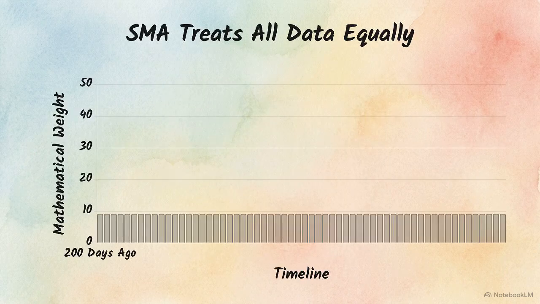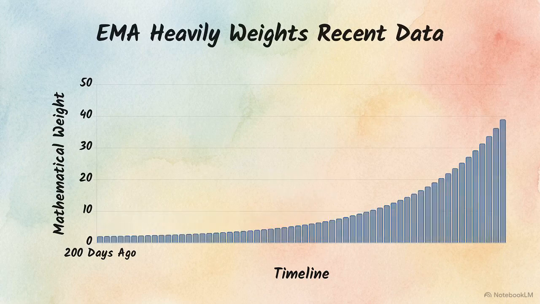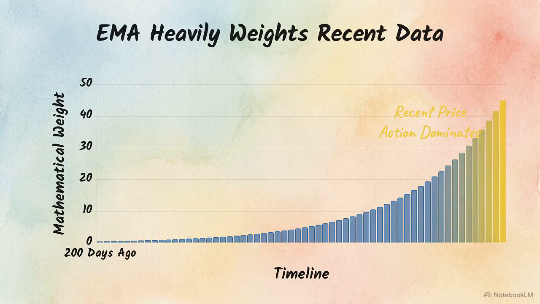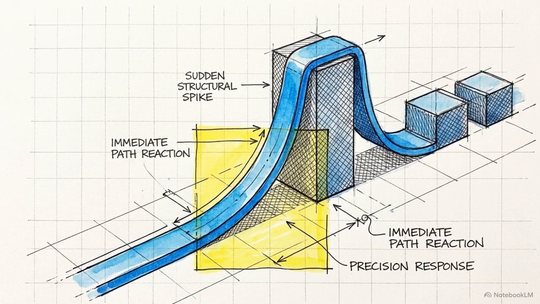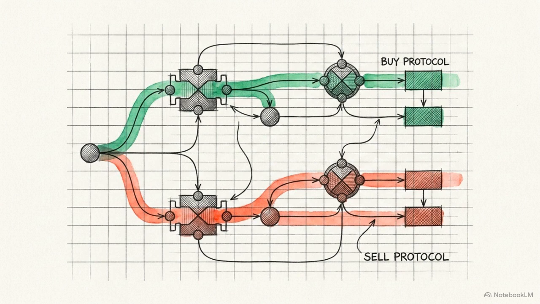Why exponential moving averages instead of simple moving averages? An SMA treats every data point over the last 200 days equally. An EMA mathematically weights recent price action more heavily. It reacts instantly to sudden shifts in momentum, making it the superior tool for algorithmic trend capture. Over the next 10 minutes, we are going to construct this structural matrix from the ground up, assigning a specific job to each line to establish precise mechanical buy and sell protocols.